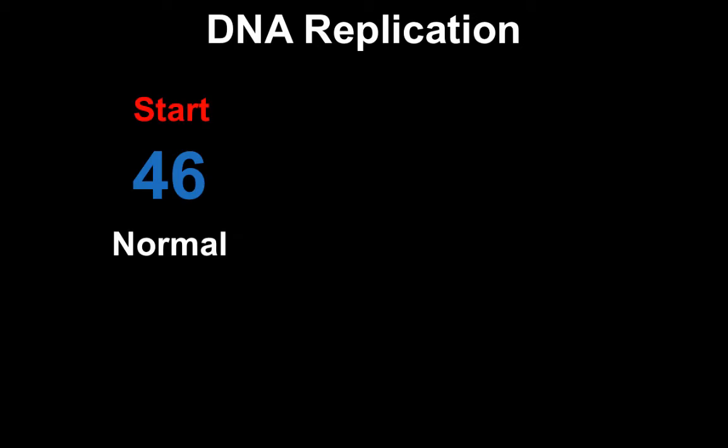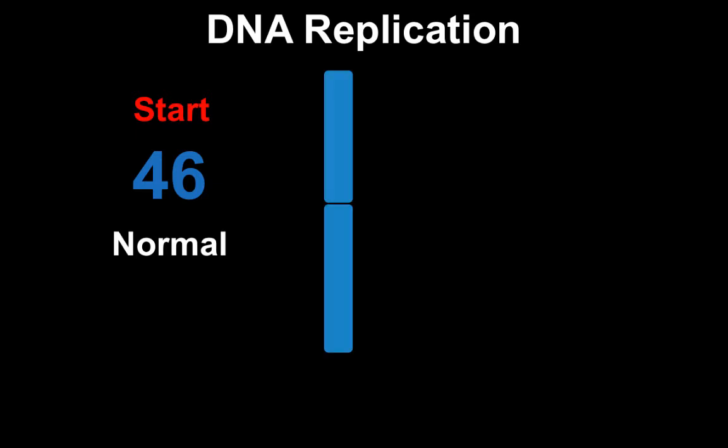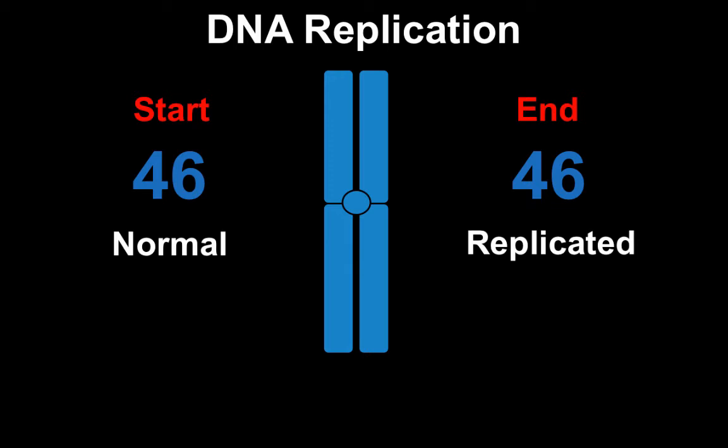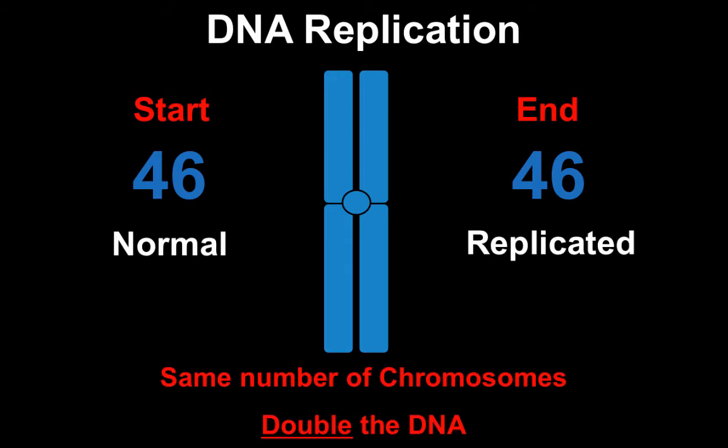So remember, we start with 46 chromosomes that are just normal. They just look like this, right? 46 of these. We are going to end with 46 replicated chromosomes that look like this. So if you see the X's, that means it's gone through S phase and has replicated. And the thing to remember is, at the end of S phase, you have the same number of chromosomes, but you actually have double the DNA. And that's going to be really important because if we're going to split cells in half, you have to double the DNA first, or else you're not going to end up with the right number of chromosomes at the end.